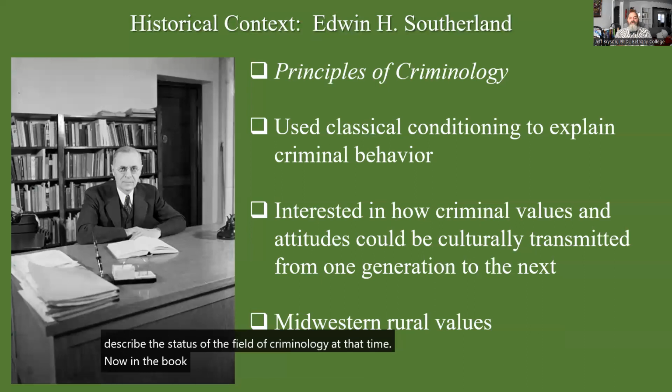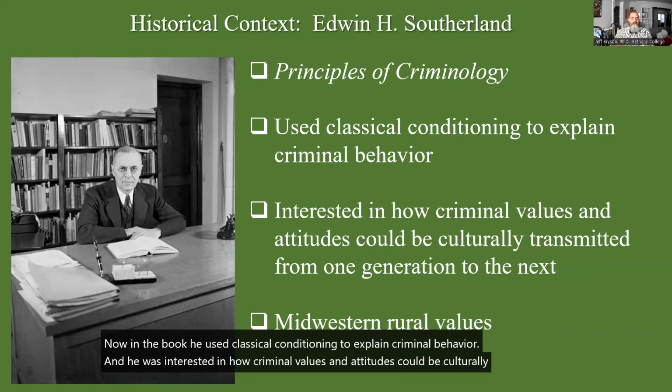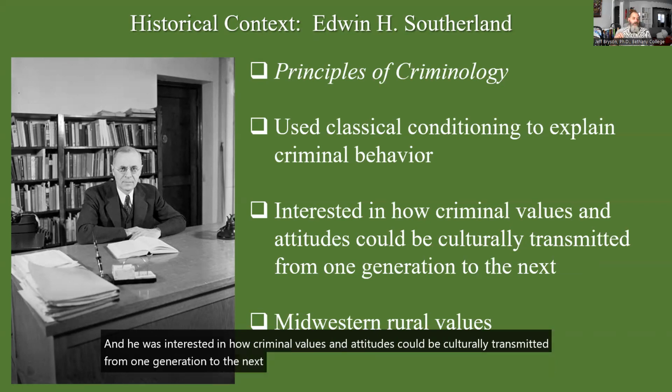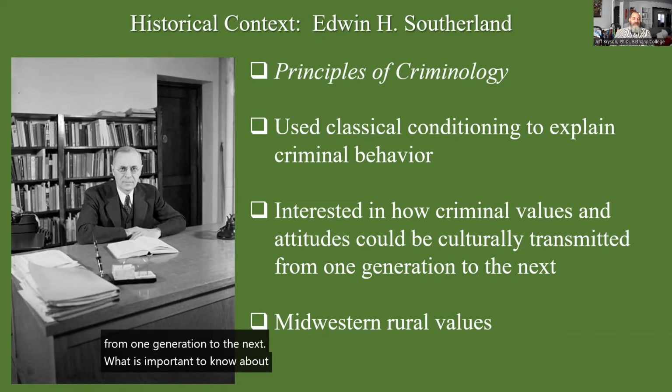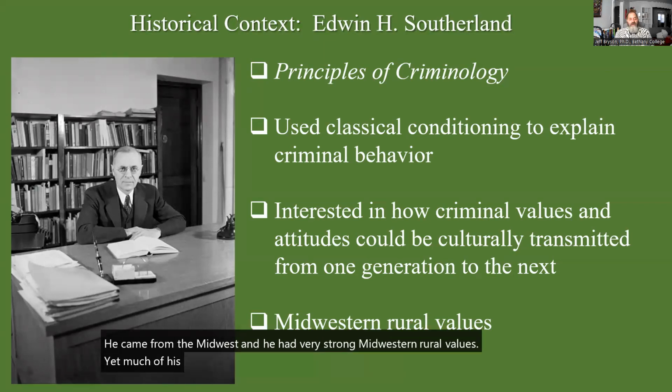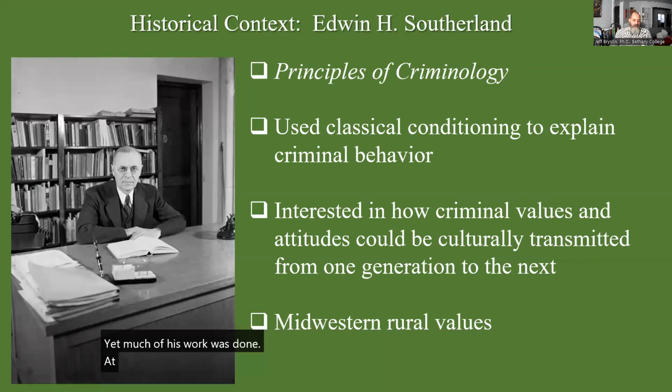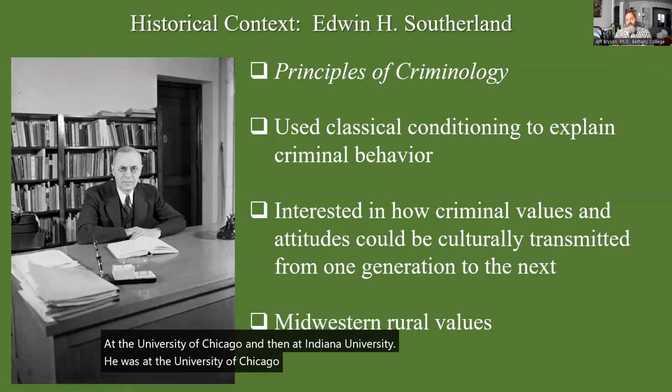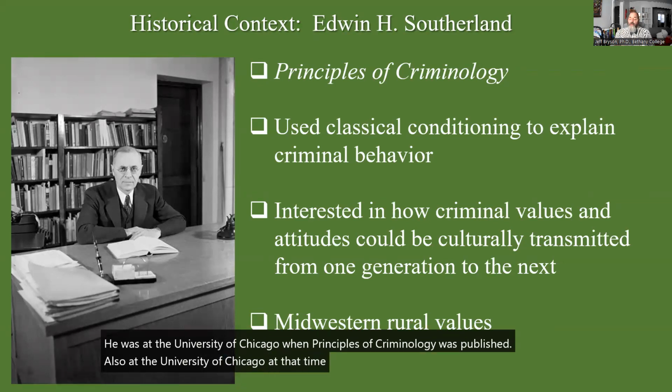Now, in the book, he used classical conditioning to explain criminal behavior. And he was interested in how criminal values and attitudes could be culturally transmitted from one generation to the next. What is important to know about Sutherland is that he came from the Midwest, and he had very strong Midwestern rural values. Yet much of his work was done at the University of Chicago and then at Indiana University. He was at the University of Chicago when Principles of Criminology was published. Also at the University of Chicago at that time were Park and Burgess.